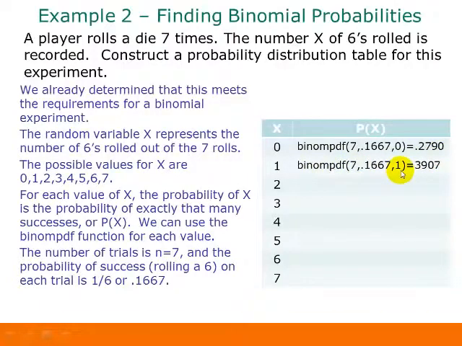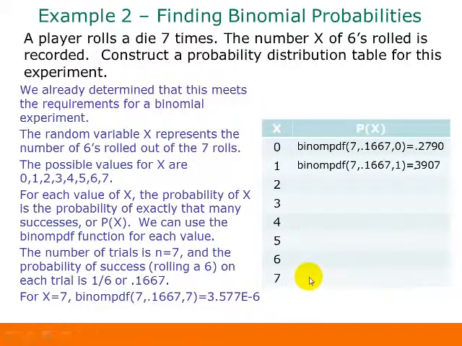The probability for exactly one success is 0.3907. We would do this for each different value of x, and again all you would have to change here is the x value, and do this for each one of these different values, and you would get all these probabilities.